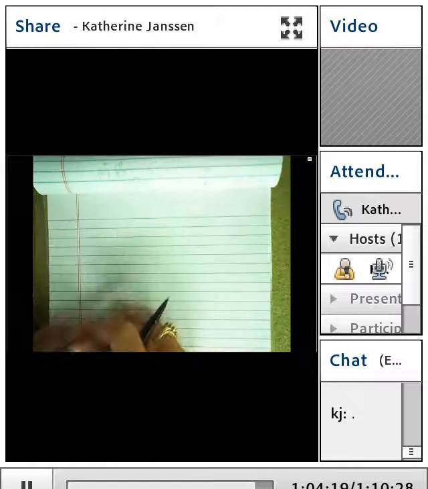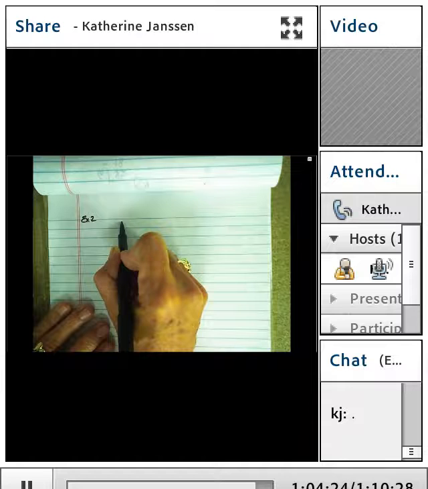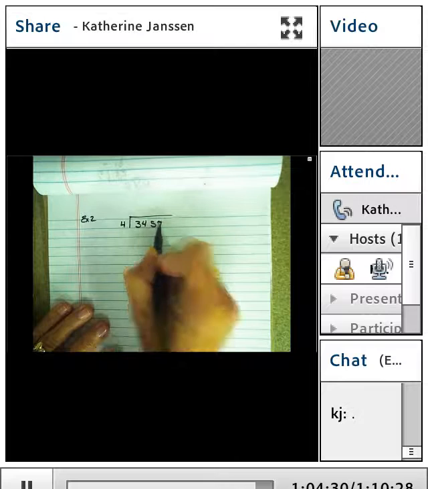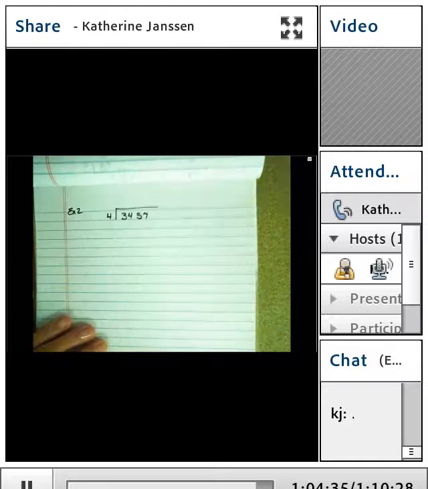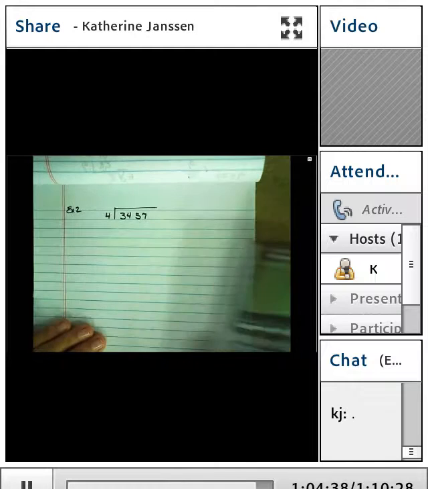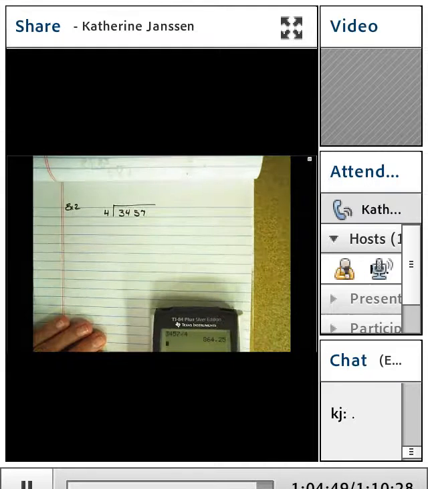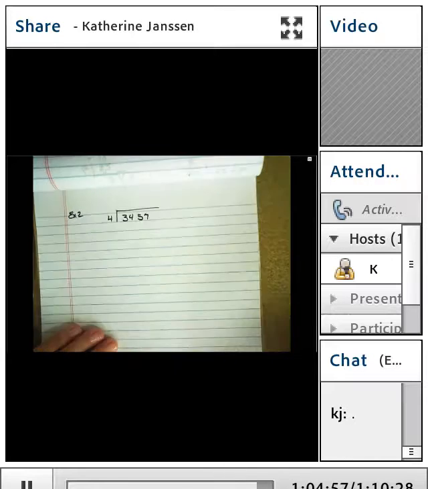This is example 2 on page 29. We have 4 goes into 3,457. Now I could work that longhand, but that does and can be tedious, and I can easily make a mistake. So let's use our calculator. And I have 3,457 divided by 4 equals. And it says I have a whole number plus a little bit, so I know I'm going to have a remainder. There's a decimal point there.